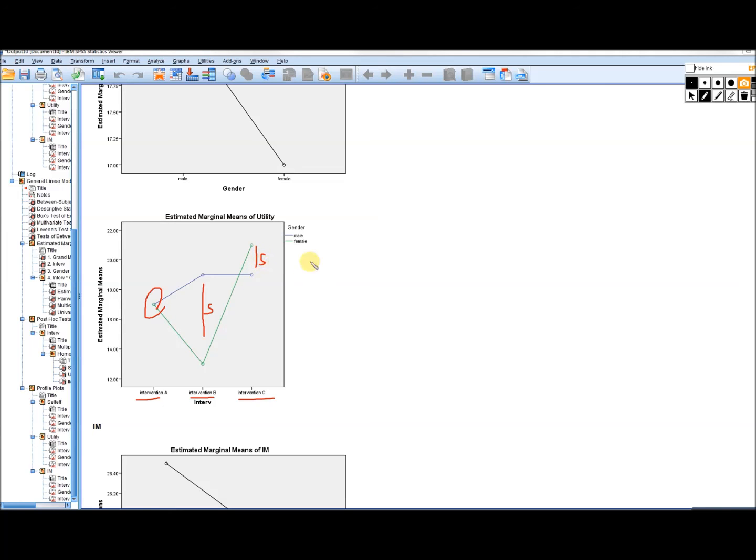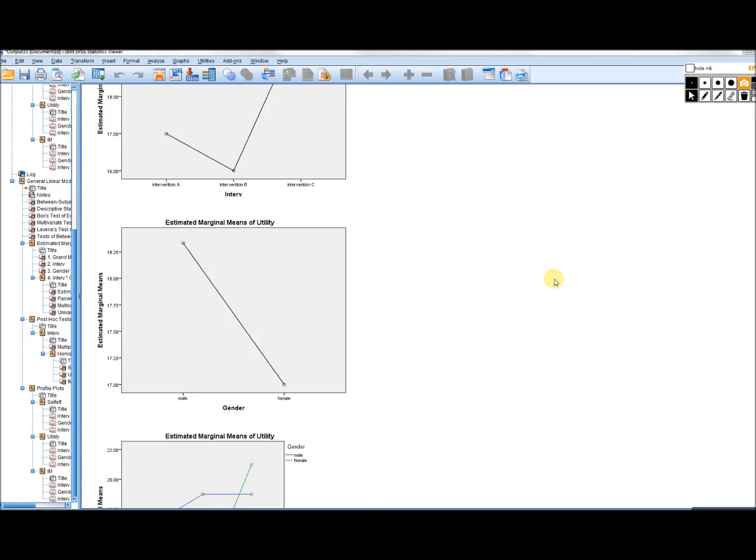So the benefit of those types of tests is just that you can follow up and further unpack what's happening with respect to the interaction. And these, like I said, are called simple effects tests.